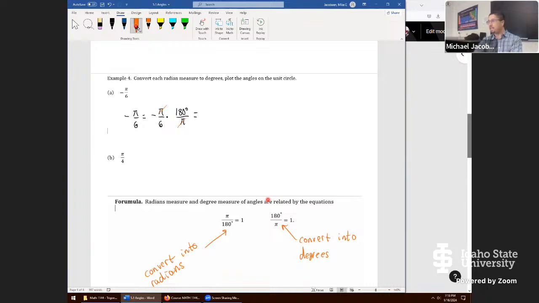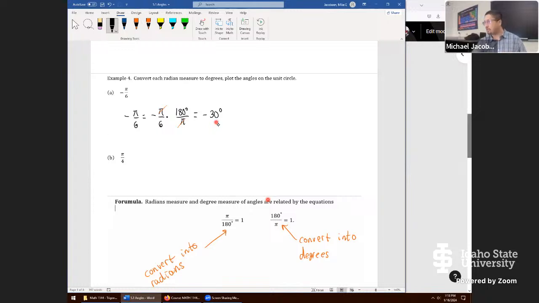So pi will cancel immediately. 6 will go into 18 3 times. So that turns into negative 30 degrees altogether. And when you see pi divided by 6, you're thinking 30 degrees. The fact that it's negative just means it rotated clockwise. Does that make sense to folks on converting this one?